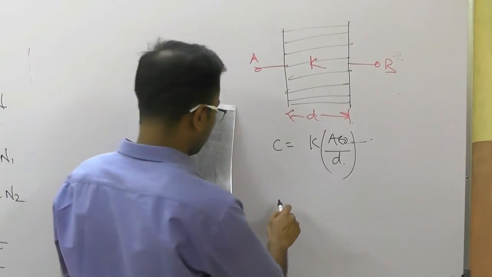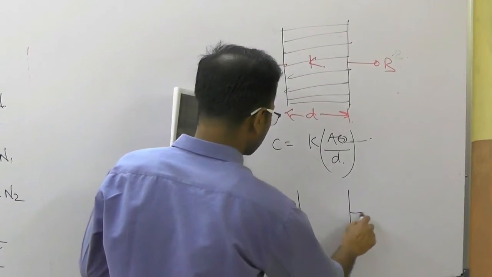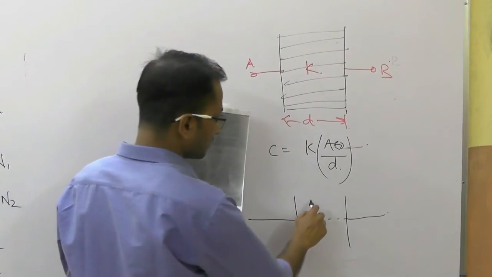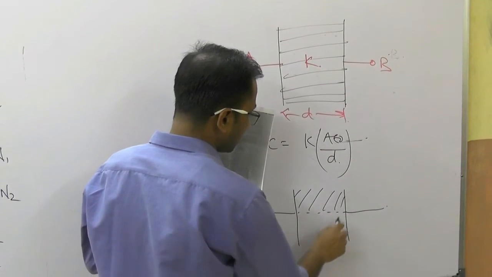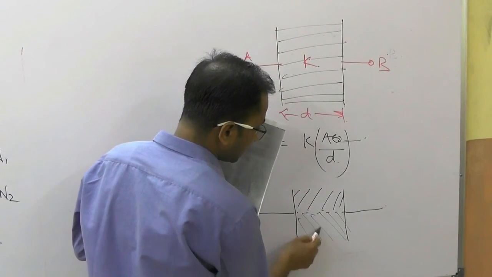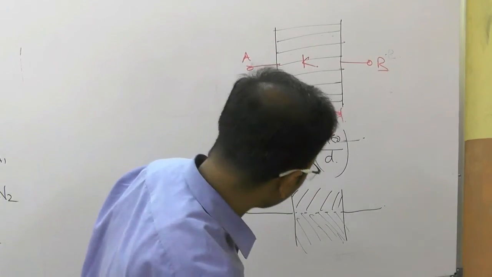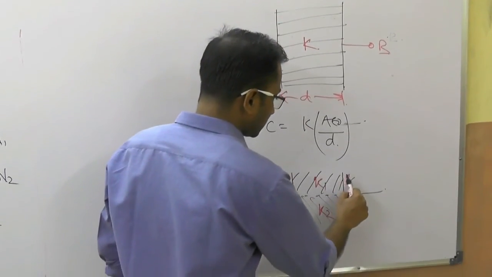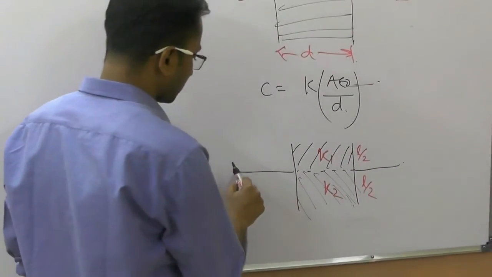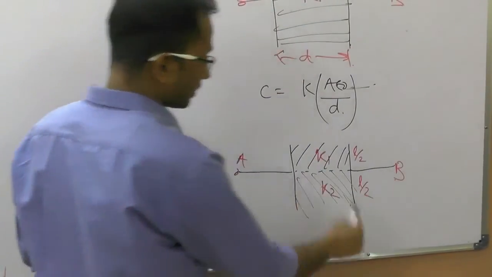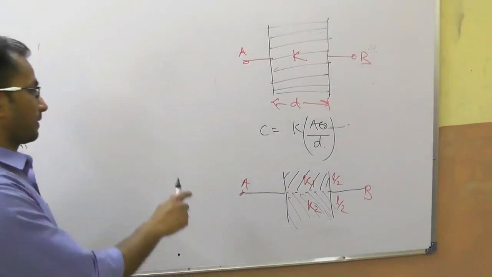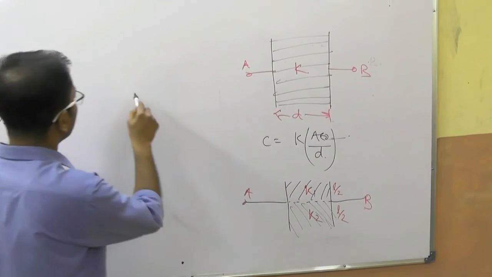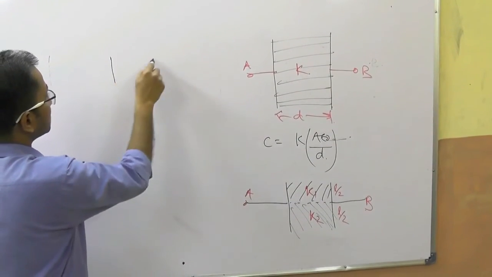Now diagram 2: it is divided equally into two halves. Here is one dielectric, here is another dielectric. The dielectric constant of this is K1 and this is K2. The length of each is L by 2. Now we have to find the equivalent capacitance across AB.